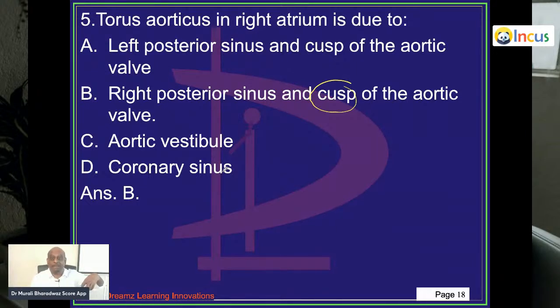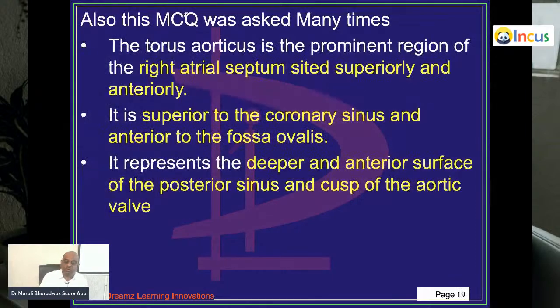What is the risk of a bicuspid aortic valve? It leads to stenosis. Aortic stenosis is a risk with bicuspid aortic valve, is what you need to remember. So the right posterior sinus and the cusp of the aortic valve are both related, and it is that right posterior coronary sinus which is leading to the formation of torus aorticus, is what you need to remember.